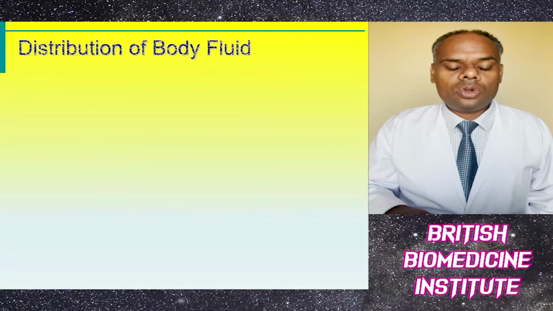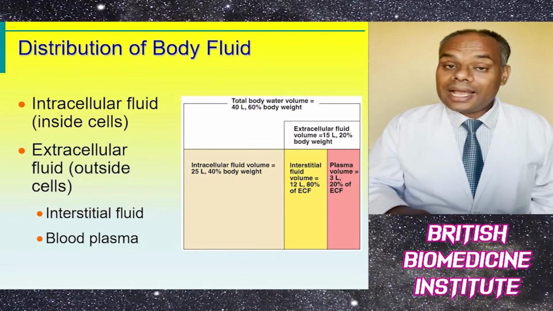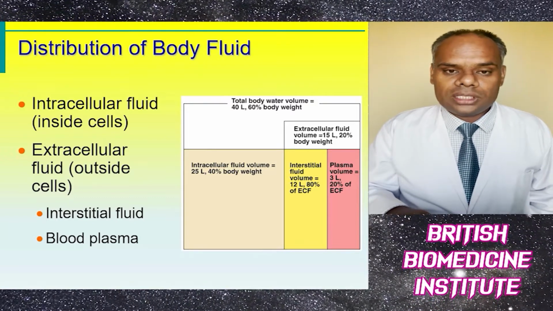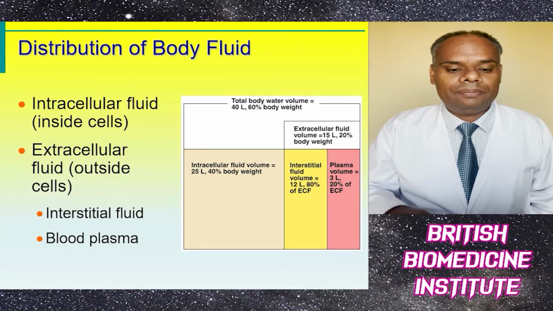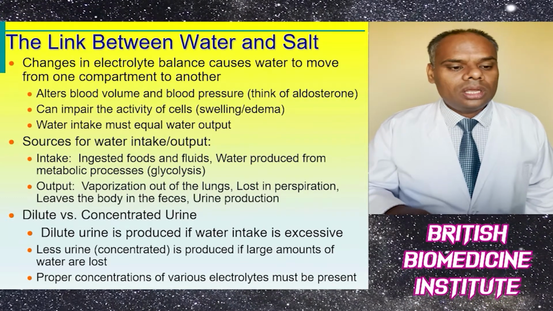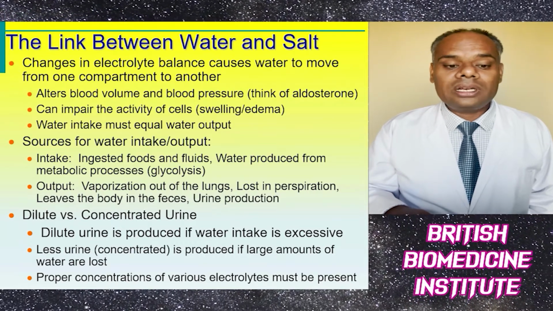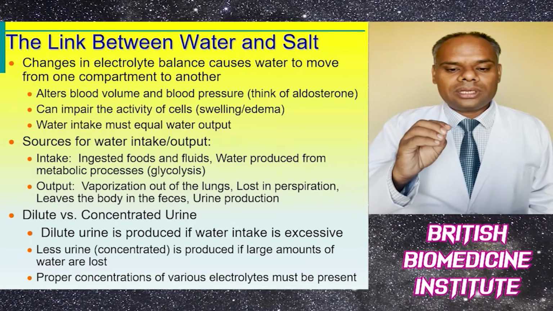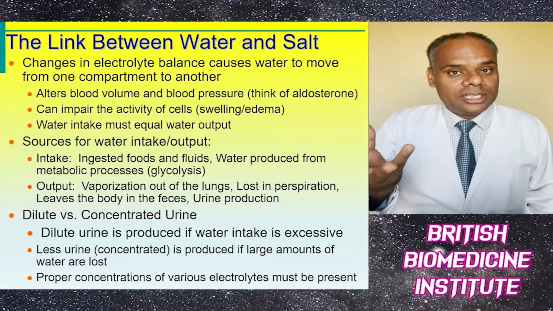Now comes the distribution of body fluid. Intracellular fluids, which are inside the cells, and extracellular fluids, which are outside the cells, like your interstitial fluids and blood plasma, must be maintained inside the body at equal levels. So basically there is a link between water and salt. Changes in electrolyte balance cause water to move from one compartment to another, altering blood volume and blood pressure, and can impair the activity of a cell, like swelling or edema.